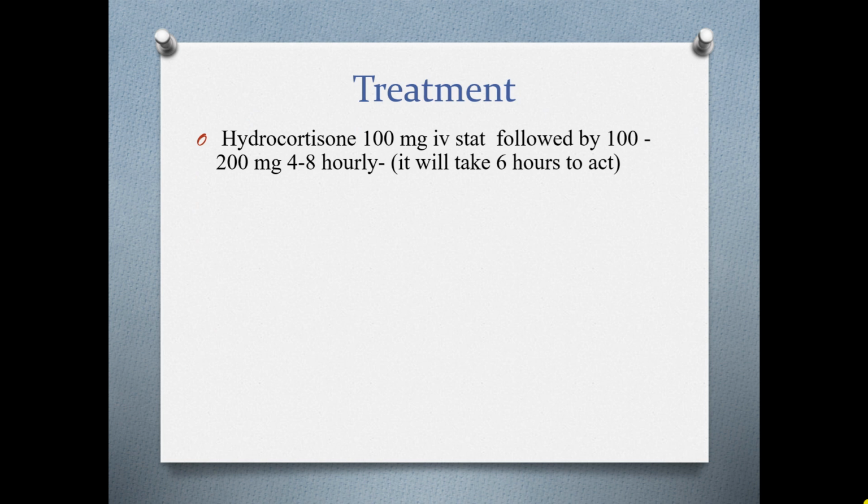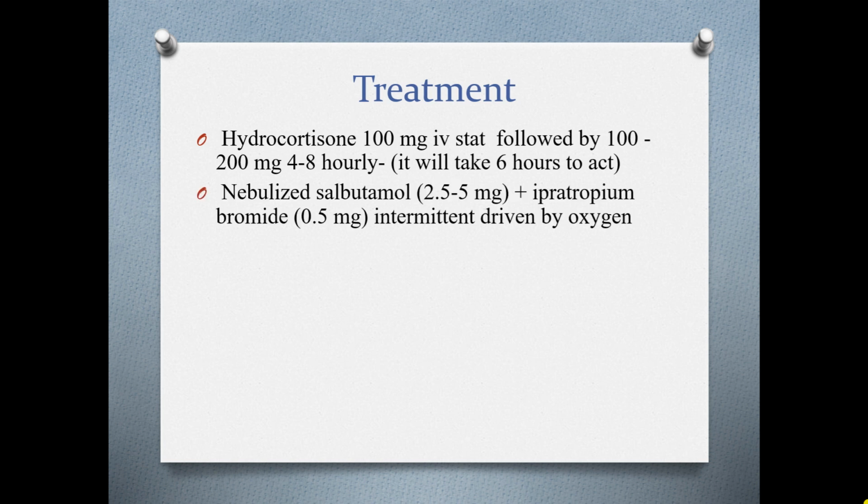So for treatment, first we have to give hydrocortisone 100 mg intravenously stat, followed by 100 to 200 mg 4 to 8 hourly, because it will take 6 hours to start its action. You hospitalize the patient, you take an IV line, start a drip of IV fluid, and along with it you give hydrocortisone, you withdraw a blood sample for investigation, and you start with the hydrocortisone.